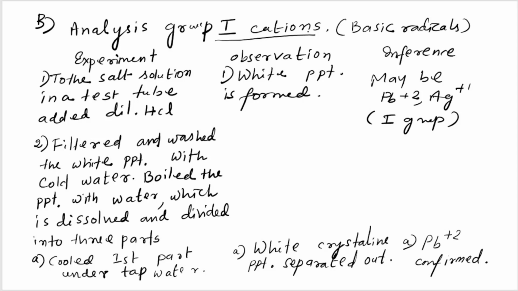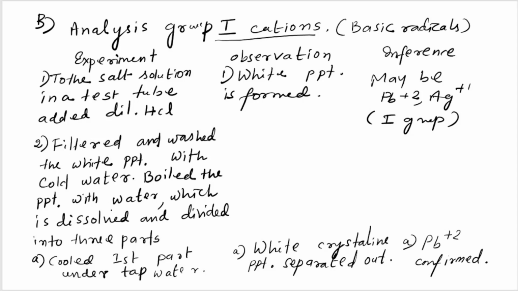In observation, what will you get? White precipitate. Then it is filtered and washed, which means a clear, good precipitate is obtained. It is washed with cold water, and then boil the precipitate with water. When cool, it remains as precipitate, but when you boil it with water, it dissolves. That means PbCl2 is soluble in hot water, and it is divided into 3 parts.